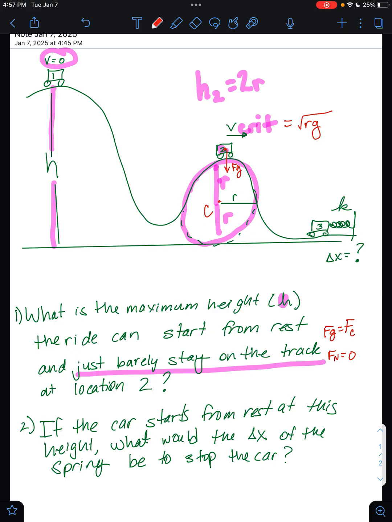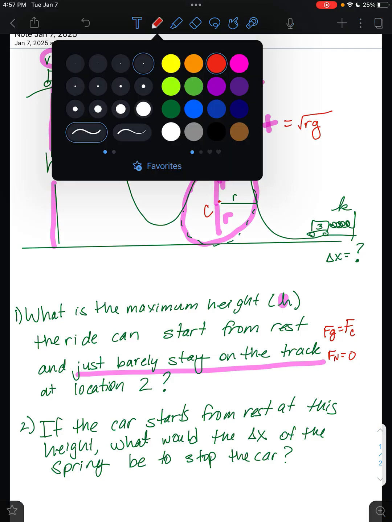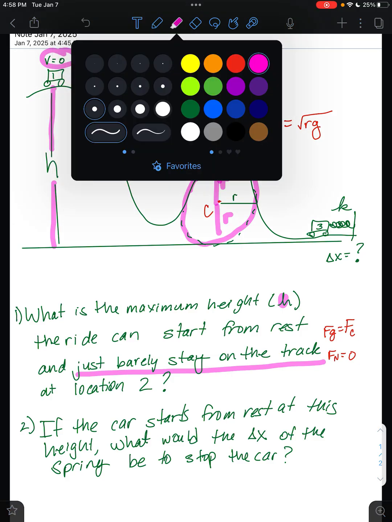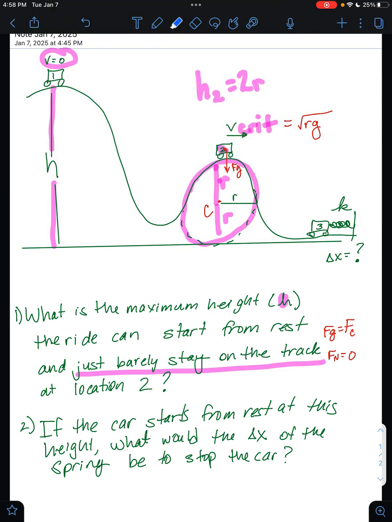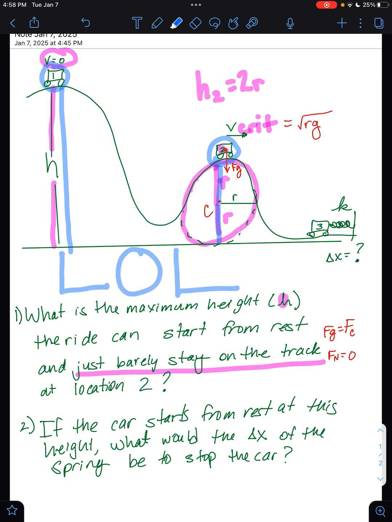But when they say what's the height that you need at location 1 in order to have a speed at location 2, now all of a sudden I'm starting to think this is probably an energy problem as well. As I'm looking at two different locations, location 1, location 2, object 1 and object 2, I want to try to draw myself an energy bar chart here and say what's happening.